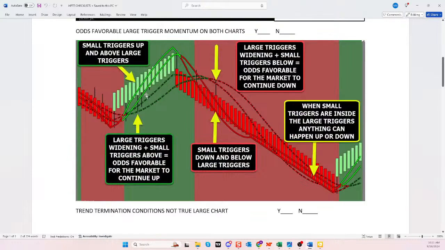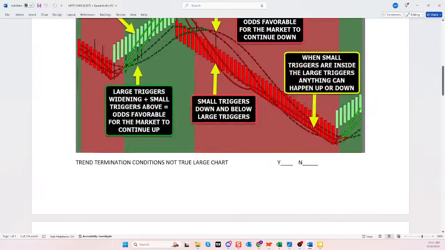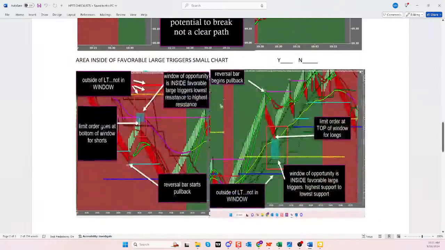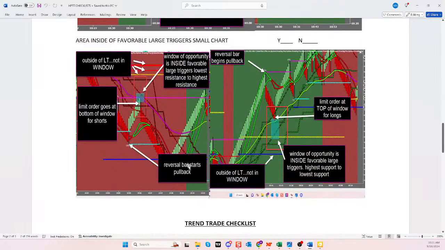Understanding momentum when it's there and when it's not. Understanding when it's a termination, when it's a clear path, and then ultimately when it's that 50-50 look with the potential to break. And then pinpointing your window, and this goes through everything. Reversal bar starts the pullback, where the window is, where it is not, and where your order goes.